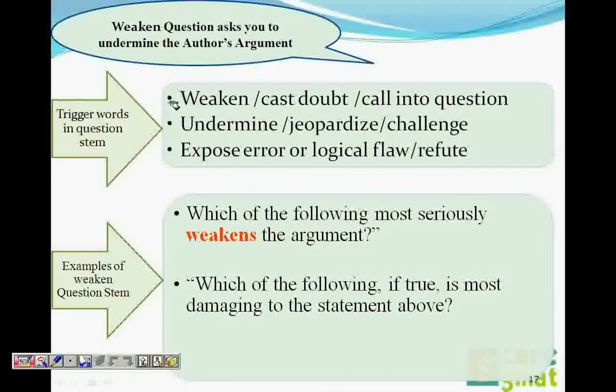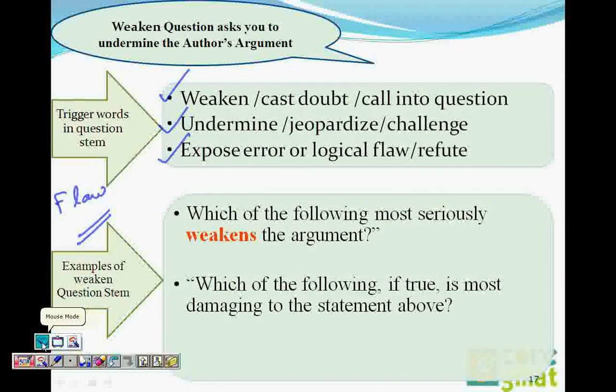So the trigger words, we'll first find the trigger words in the question stem. Those are weakening, cast doubt, call into question, undermine, expose error, logical flaw, refute. All these words will tell you that you are facing a weakening question. And just like the word support was there in strengthening, any word for weakening which might have a flaw in logic, you can find flaw in logic as a trigger word for method of reasoning questions. That is the description question also. So a flaw word can also come in method of reasoning questions. We'll discuss this also. Fine. Okay, so let's move to the next slide.